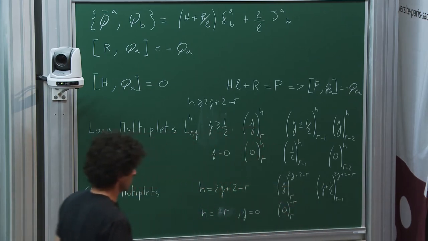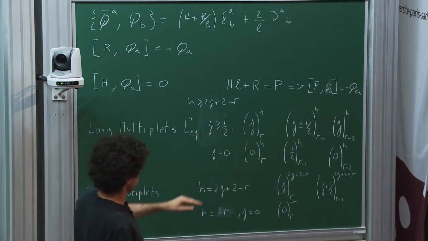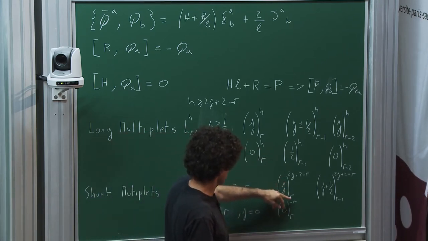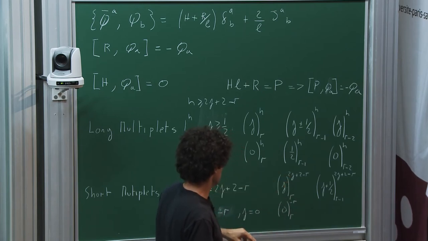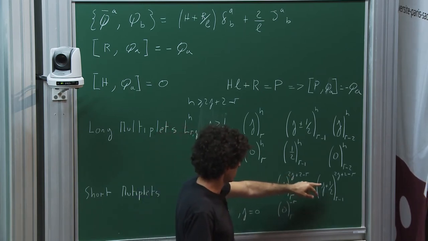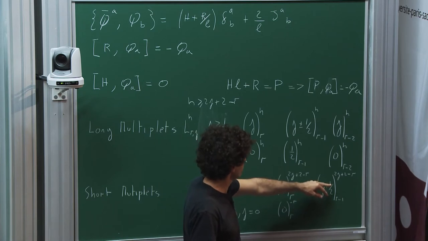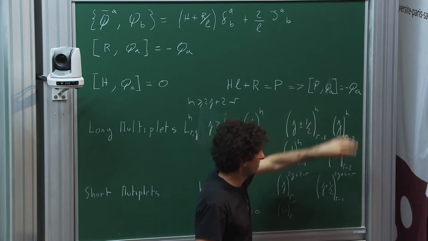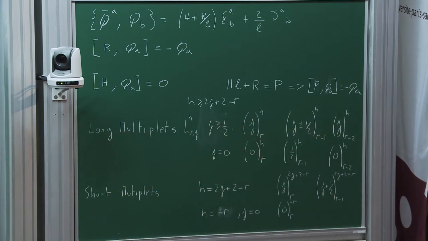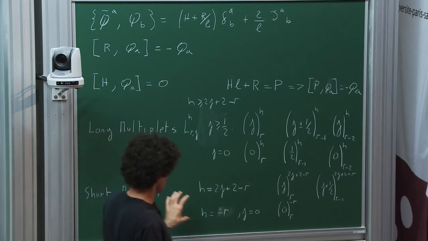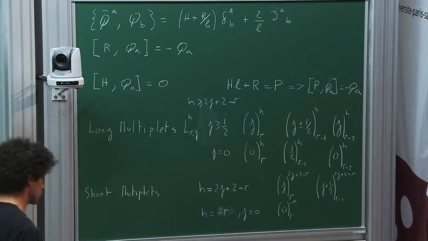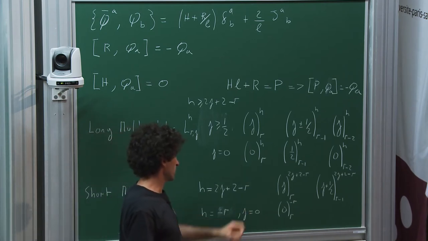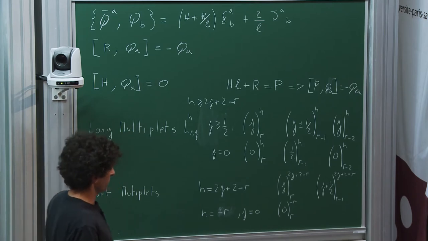So there are two kinds of short multiplets. There is one which has j with R charge r and this value of h, and then another multiplet with spin j plus a half. So it's basically like a long multiplet, but it's missing the j minus a half and the level two guy. And then there is a very short multiplet, which is the singleton, which is comprised of something which has h equals minus r and j equals 0 and nothing else.